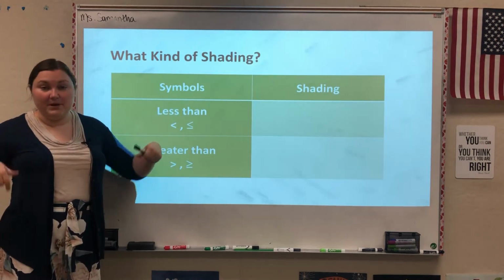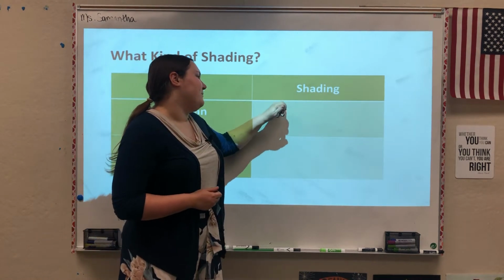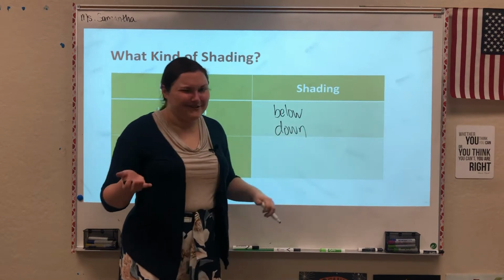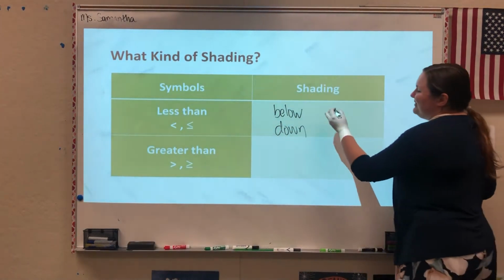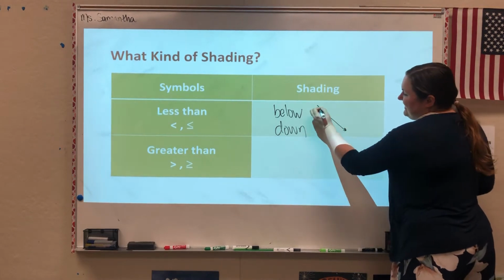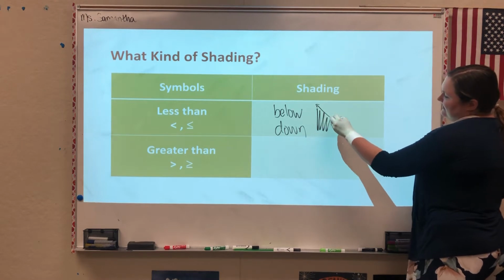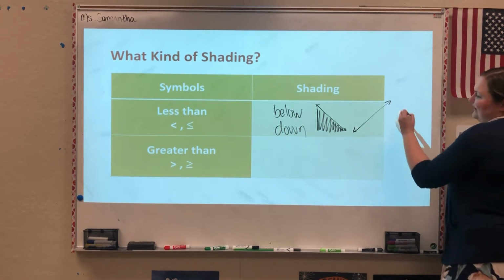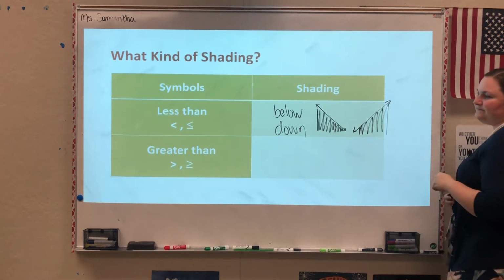That would be everything below the line, or everything down. So you can think of it with the word below, you can think down, you can think under the line, whichever word makes the most sense to you. But what it'll look like is if this was our line, we would want to shade everything down here. We would shade everything below the line. Even if that line went up, same idea, everything below the line.